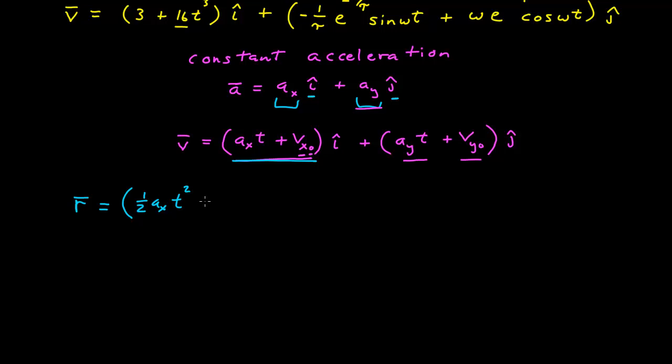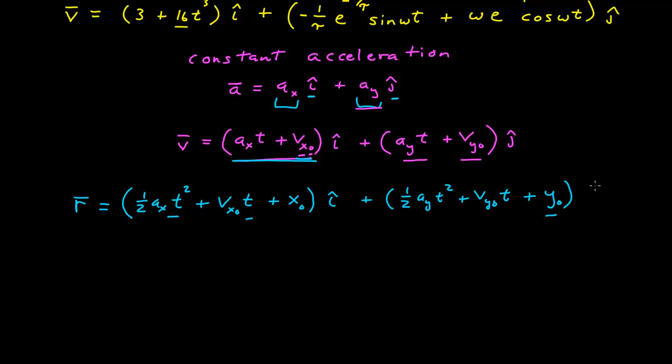1/2 t squared, antiderivative of this constant v sub x naught t, and plus another constant. I call that x naught because it represents the position when t is equal to 0. And this is all along the x direction. And then plus the same thing in the y, 1/2 a_y t squared plus v_y naught t, and then plus another constant. It's antiderivative. I call this constant y naught because it represents the y component of the position vector when t is equal to 0.